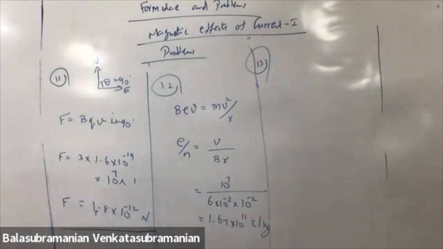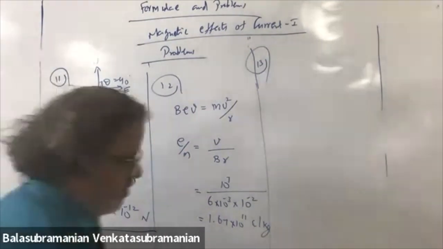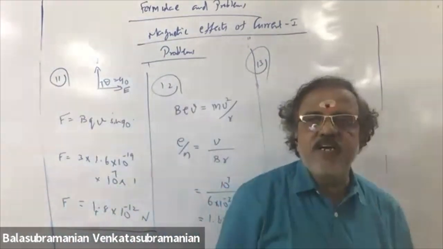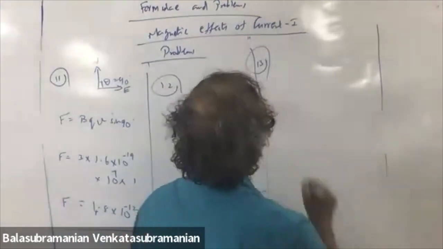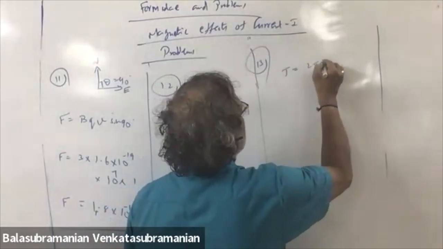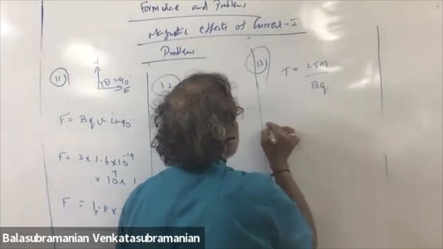A particle having a charge of 100 microcoulomb and mass 10 milligram is projected in a uniform magnetic field of 25 millitesla with a speed of 10 meter per second in the direction perpendicular to the field. What will be the period of revolution? In the cyclotron, we have calculated the time period of revolution for a charged particle: T is equal to 2 pi m by bq.